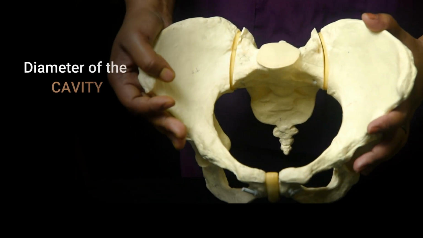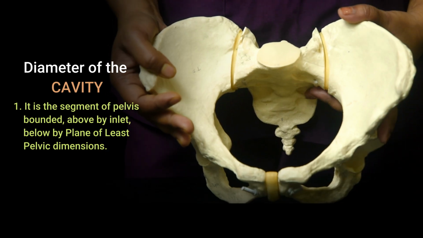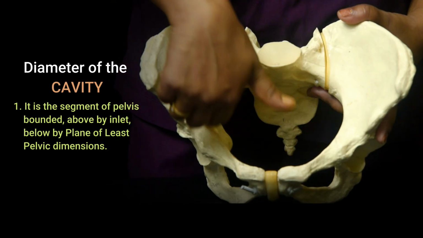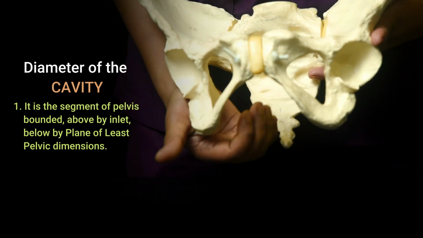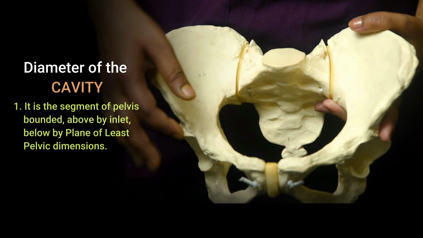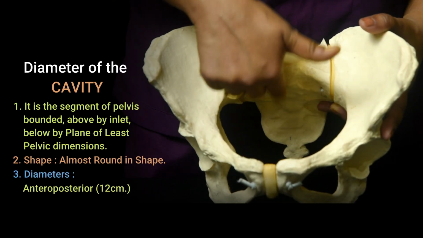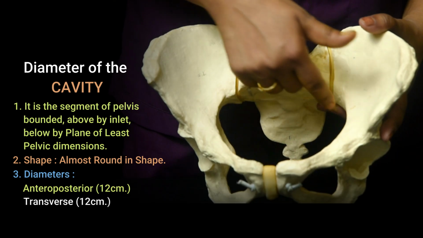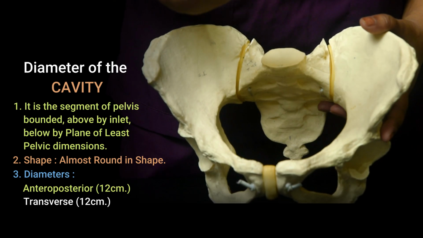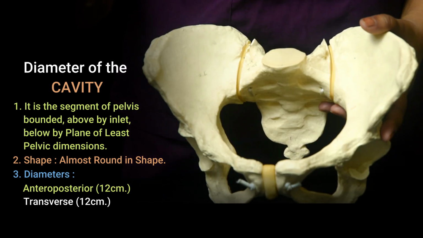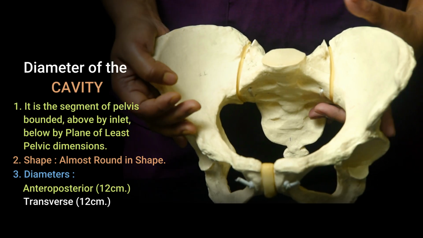Now come to the cavity. As I have told you, the cavity is a segment of pelvis bounded above by the inlet and below by the plane of least pelvic dimensions. This is generally round in shape, and the anteroposterior diameter is 12 centimeter, and the transverse diameter is also 12 centimeter. Because it is round in shape, at any angle you measure, the diameter is the same, that is 12 centimeter.